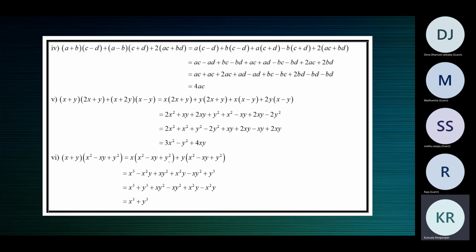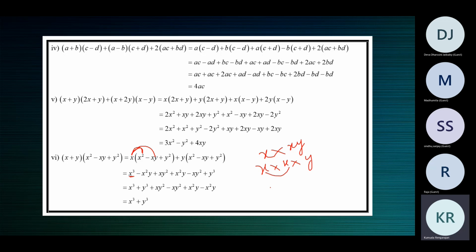So see here, x into the second bracket plus y into the second bracket. X into x square is x cube. X into xy, so y will come as it is. X into xy means x into x into y.